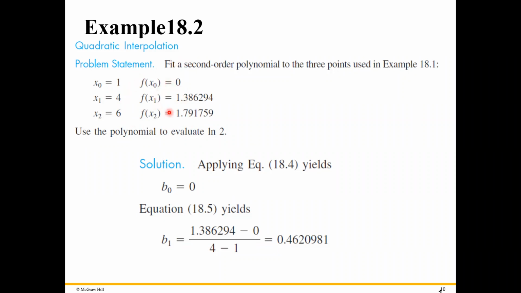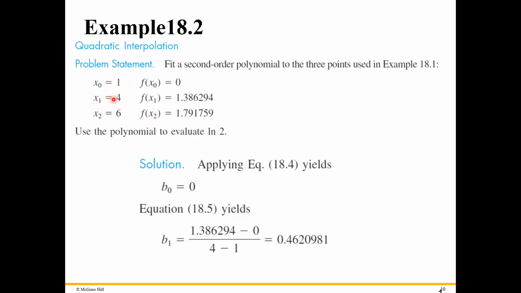So we have three given values. From these three given values, now we can perform the quadratic interpolation. If, for example, we want to perform the linear interpolation, then we can use either 1 and 4, or 4 and 6, whatever way. For 1 and 4, we can interpolate the values between 1 and 4. For 4 and 6, we can interpolate the values between 4 and 6. Or we can interpolate the values between 1 and 6.